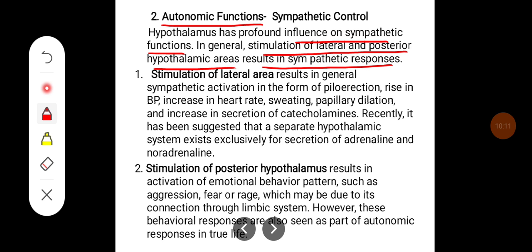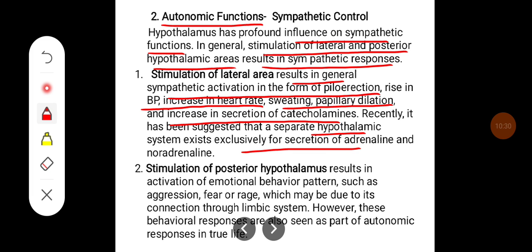Stimulation of lateral area results in general sympathetic activation in the form of piloerection, rise in the blood pressure, increase in the heart rate, sweating, pupillary dilatation, and increase in the secretion of catecholamines. Recently, it has been suggested that separate hypothalamic system exists exclusively for secretion of adrenaline and noradrenaline.